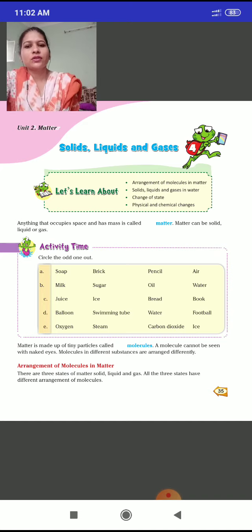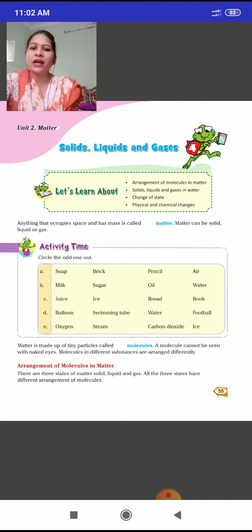So first of all, what is matter? We are studying about the state of matter. Matter is made up of tiny molecules, and molecules cannot be seen with the naked eye. Molecules in different substances are arranged differently. Anything that occupies space and has mass is called matter.